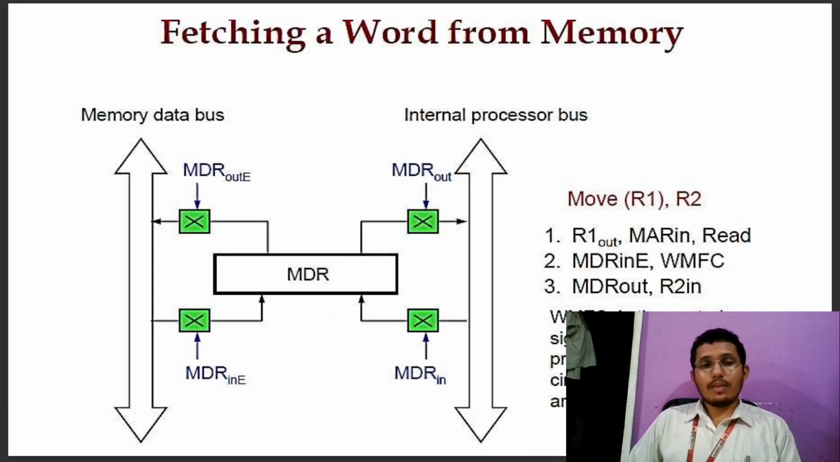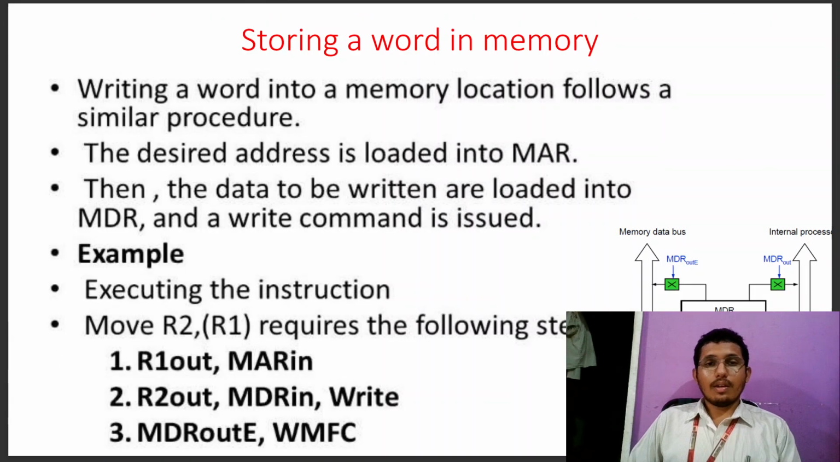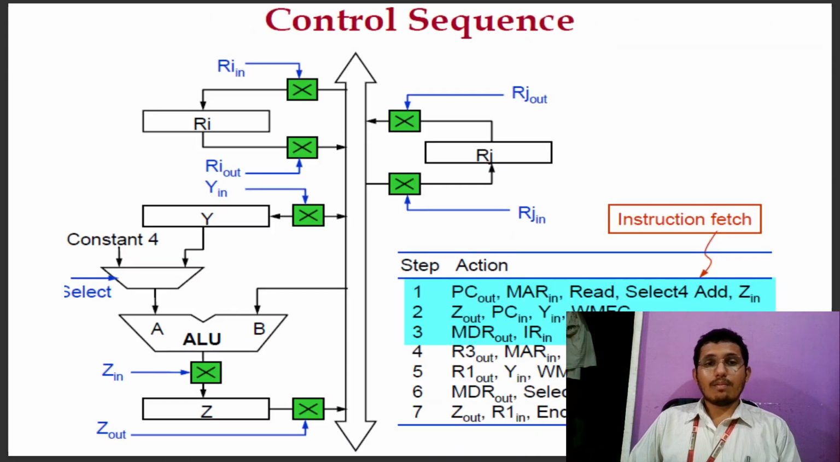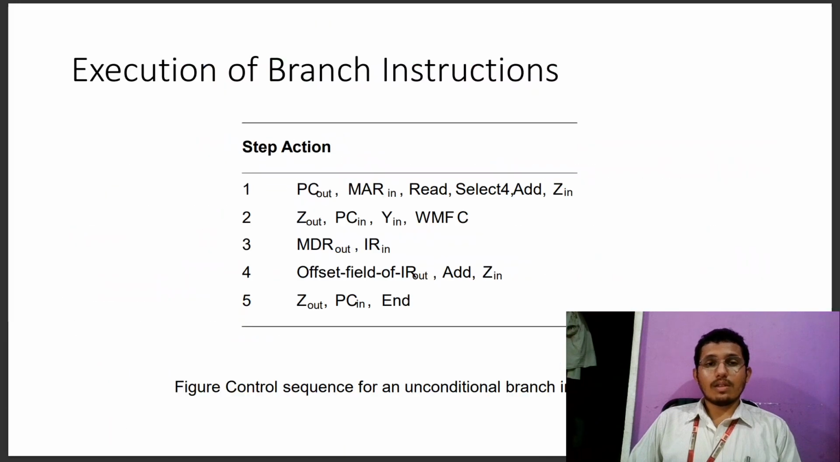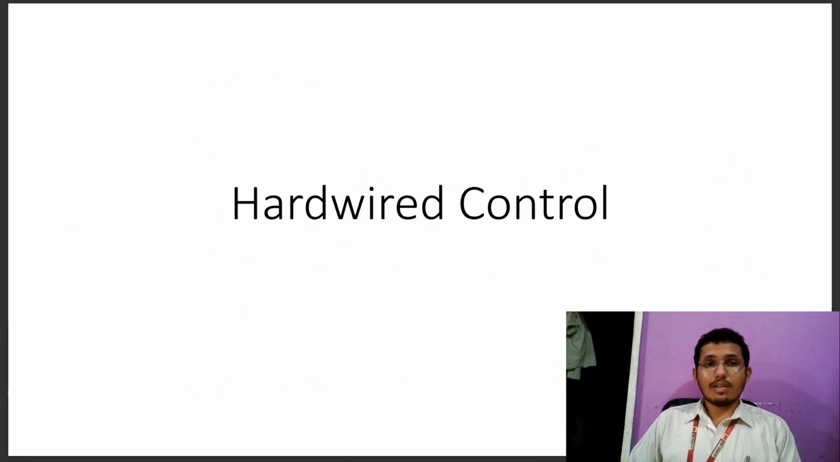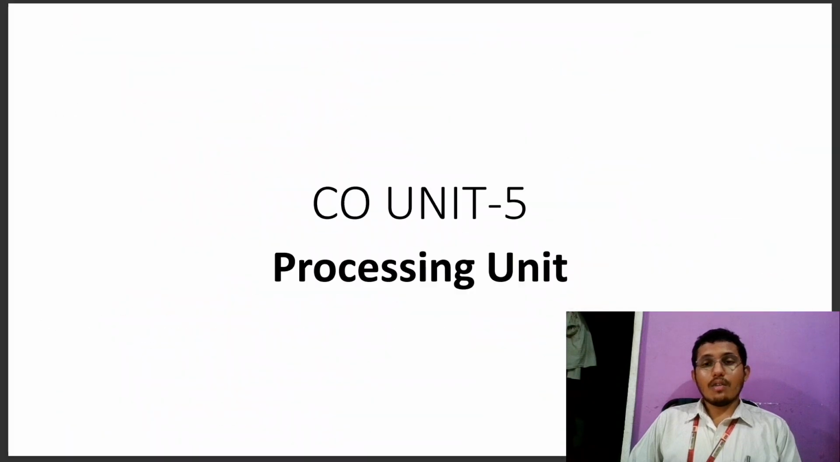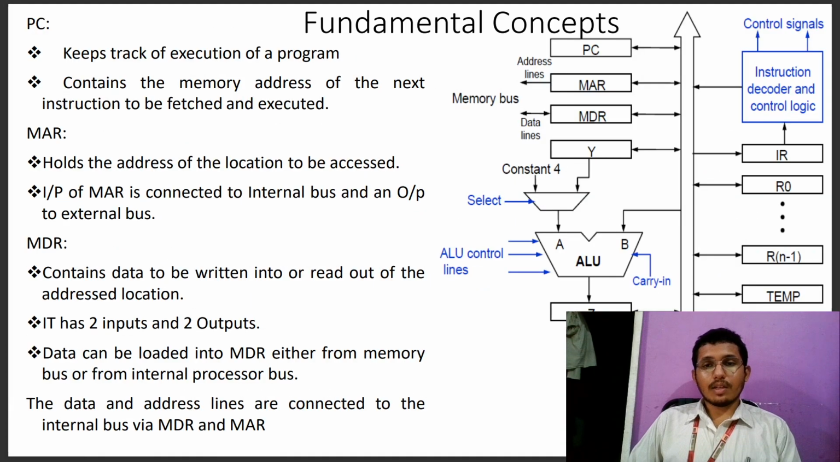And these are the different functionalities of all the registers here: MDR, fetching a word from memory, storing a word in memory, executing a complete instruction, control sequence, branch instruction, etc. All the functionalities of these registers, which we discussed up until now. These are the fundamental concepts of the processor.